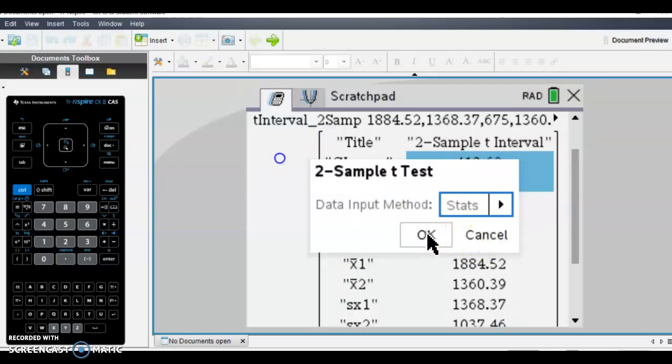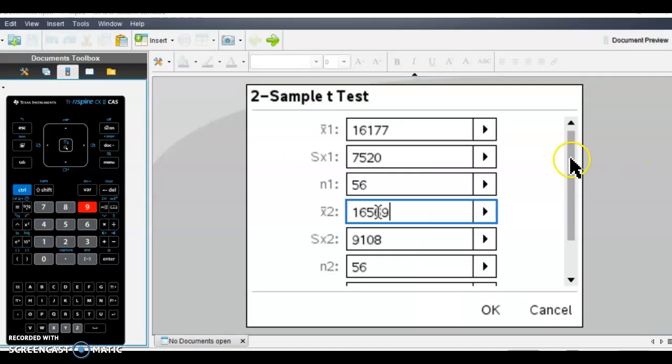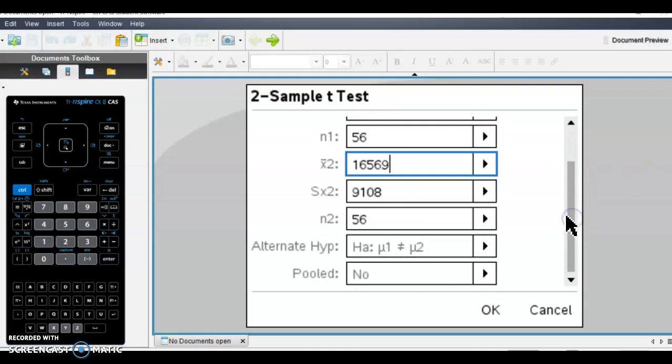We're going to enter our stats. And this is the info that we need. So I'll go ahead and enter that. So we got that information entered. Our alternative is that they are not equal. We're not testing a one-tailed, we're testing a two-tailed, so we're good here. And we don't want to pool our variances. We want to test this as if the variances were separate.